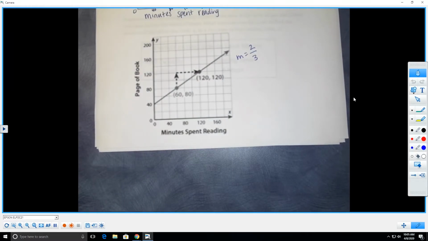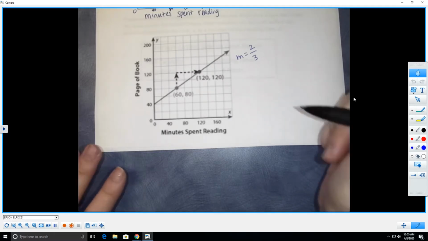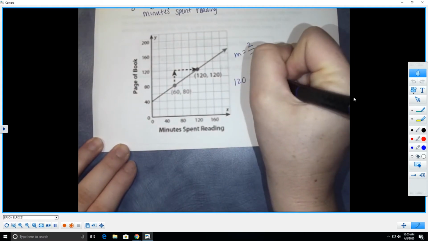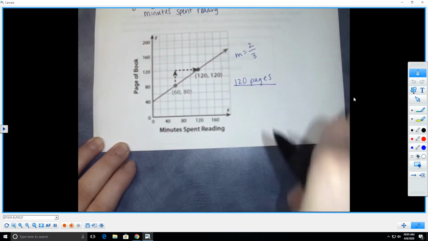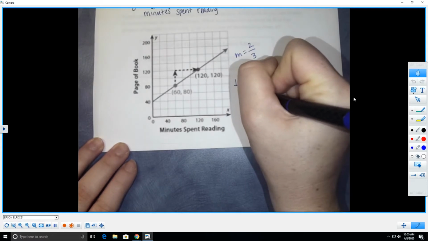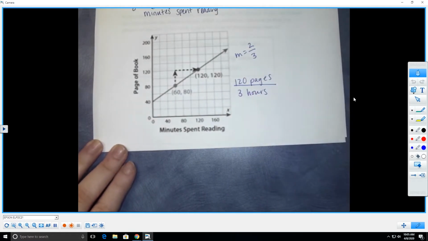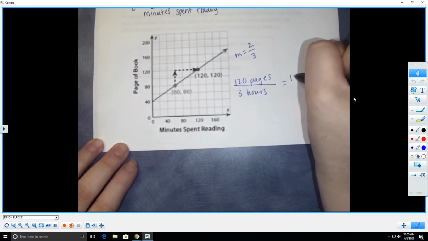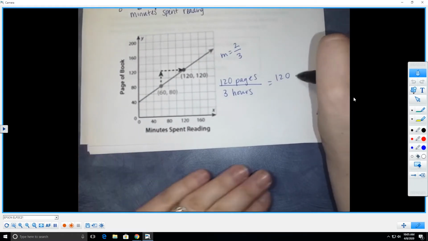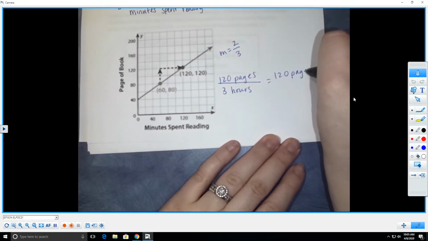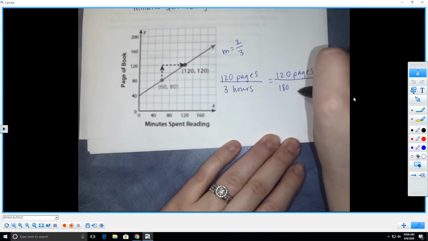What are some different ways of finding the initial value? You can calculate the rate of change in initial value like this: 120 pages over 3 hours. That can be written as 120 pages over 180 minutes.